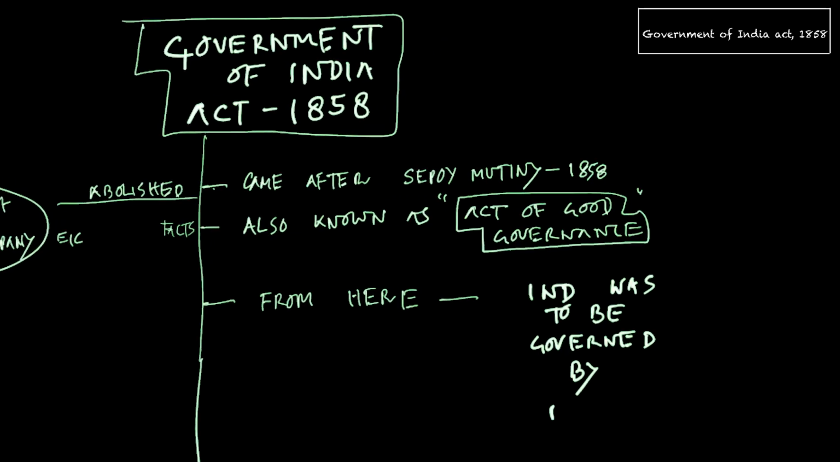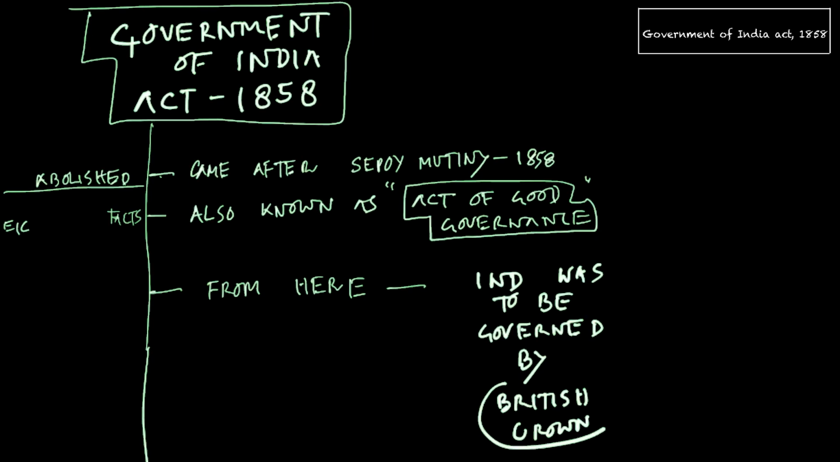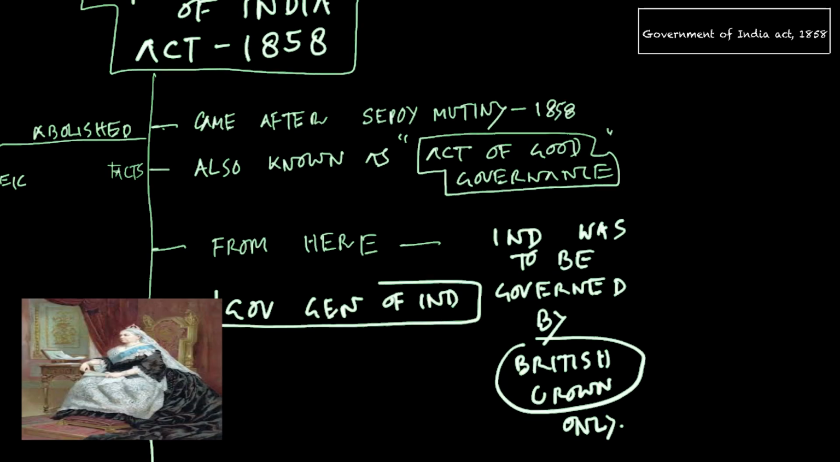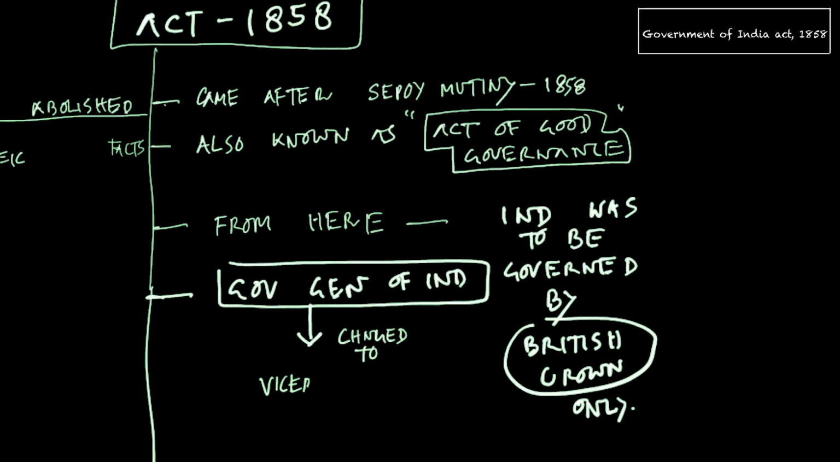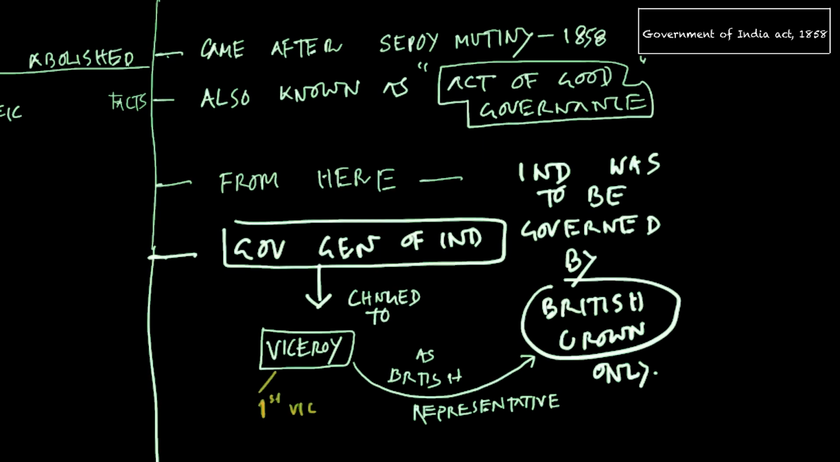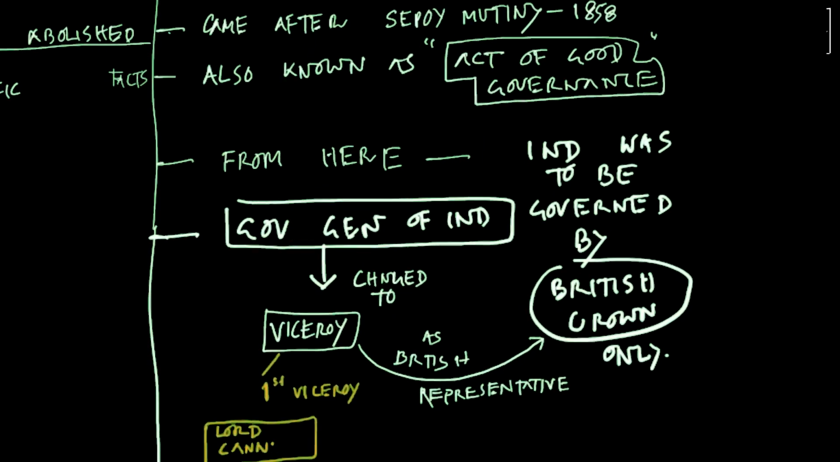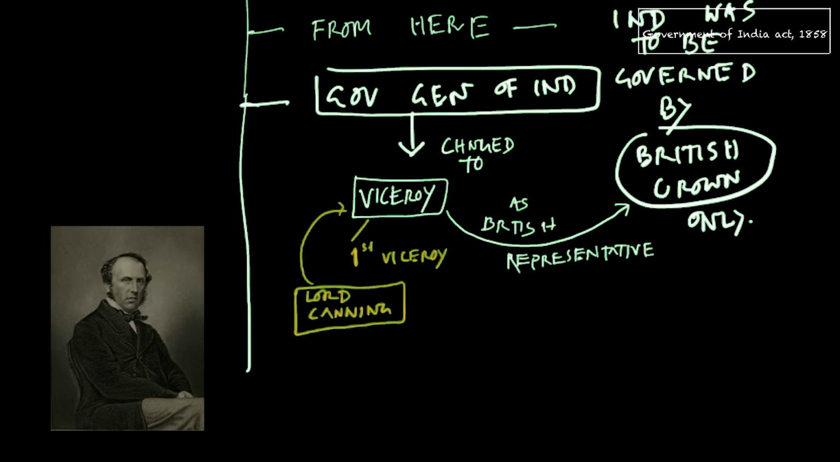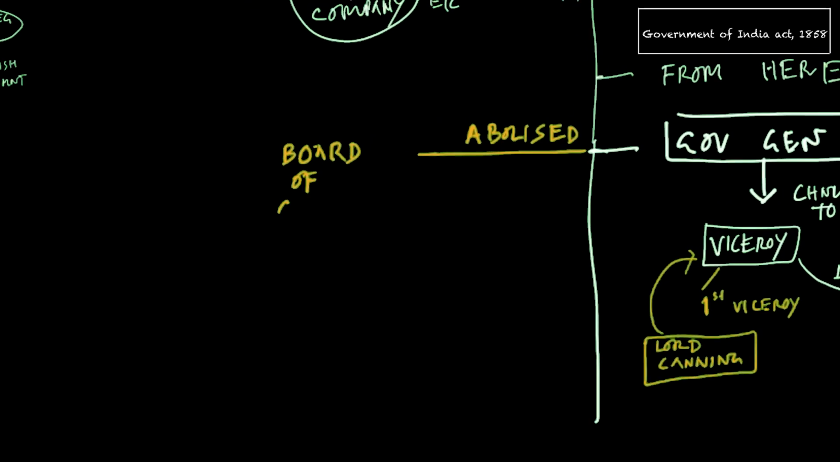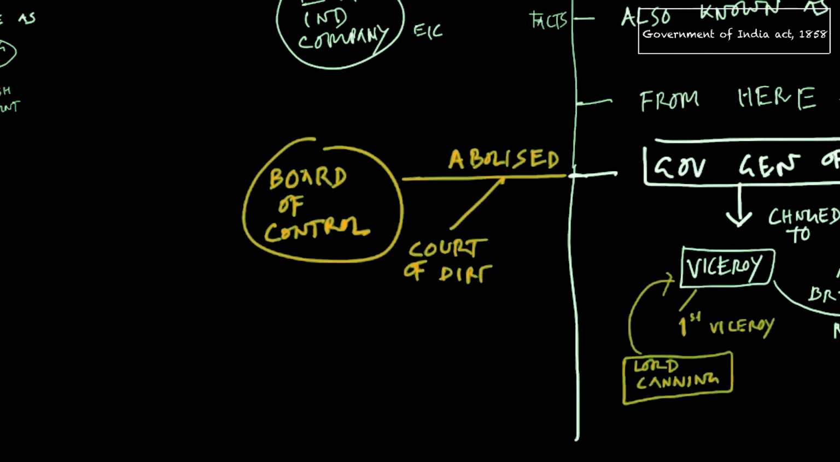The act provided that India henceforth was to be governed by and in the name of Her Majesty. The designation of the Governor-General of India was changed to that of the Viceroy of India. He, the Viceroy, was the direct representative of the British Crown in India. Lord Canning thus became the first Viceroy of India. It ended the system of double government in India by abolishing the Board of Control and the Court of Directors.